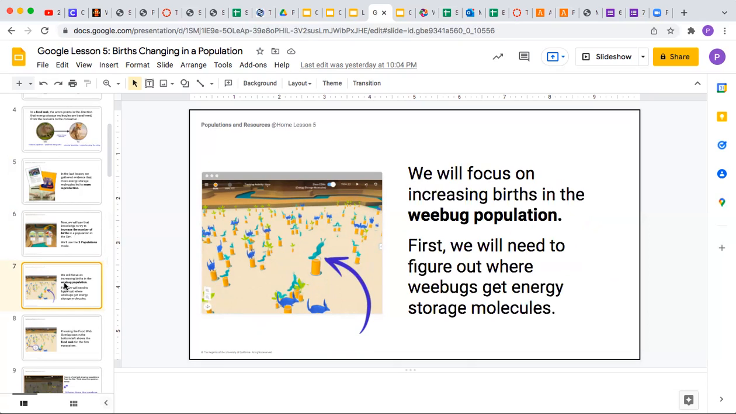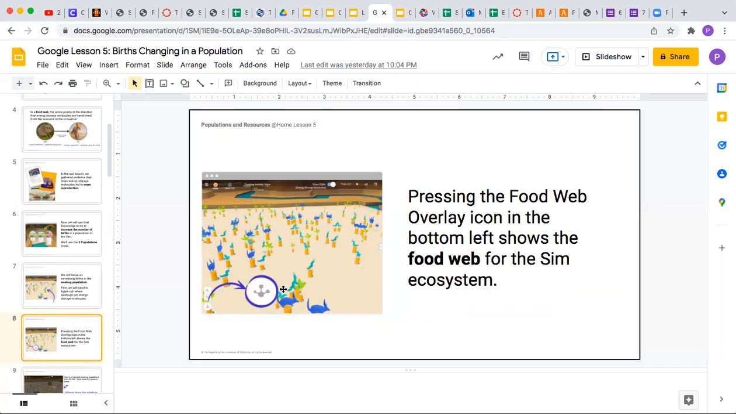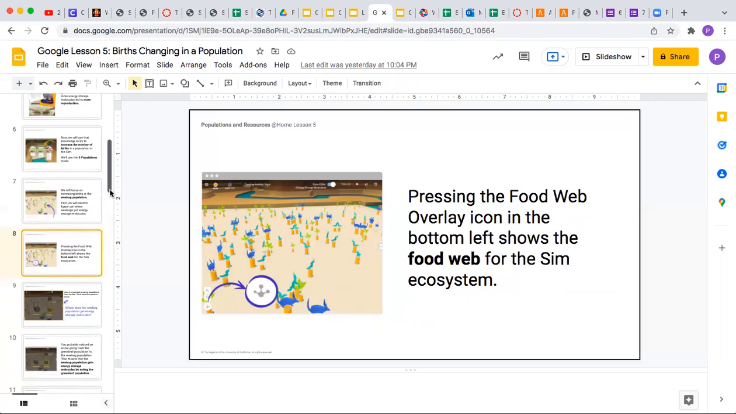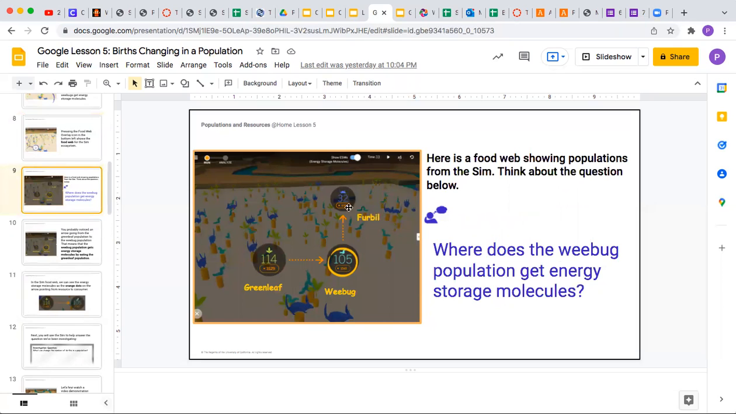And then the next lesson will be on deaths changing in a population, and we'll see what happens there. So you're going to need to figure out where the wee bugs get the energy. And so when we look at the sim, this is kind of fun. You're going to click on the food web for the sim ecosystem, and you'll see how the food web works. So remember that the resource population has the arrow going to the wee bug population, the consumer population, because this energy is the energy storage molecules being given to the wee bugs when they're eating the green leaves. And the fur bills are the consumer population of the wee bugs. So that's what this is showing. You'll learn more about this in the lesson, but that's just so we know that the wee bugs are getting their storage molecules from the deep green leaf.